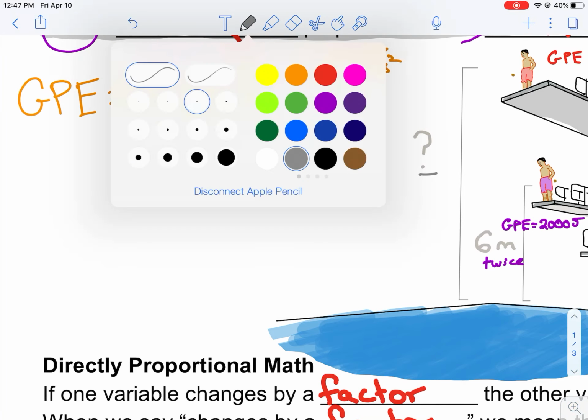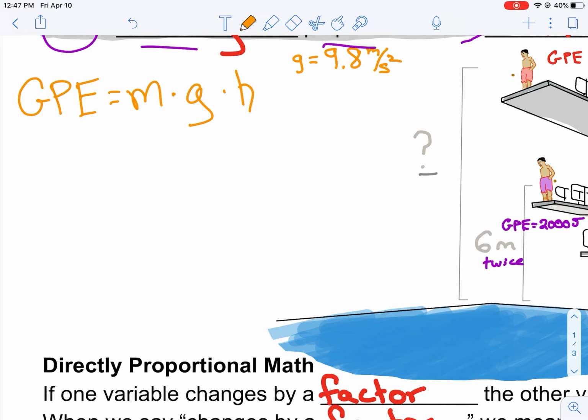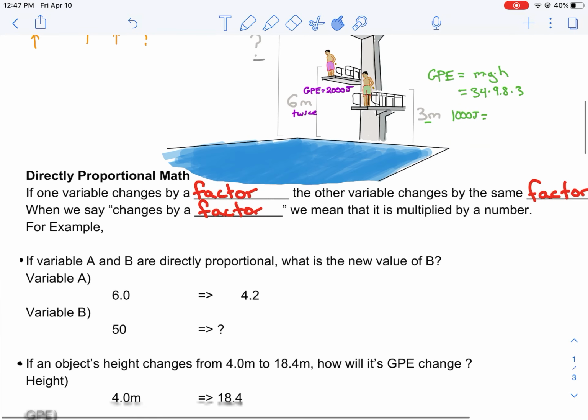So if you know that GPE equals mgh, and you know the GPE, and you know the mass, and you know little g, I want you to solve for the height. So go ahead and do that in your notes and see what you get for how high up he is. And you could round to like the nearest whole number. That would probably be helpful.